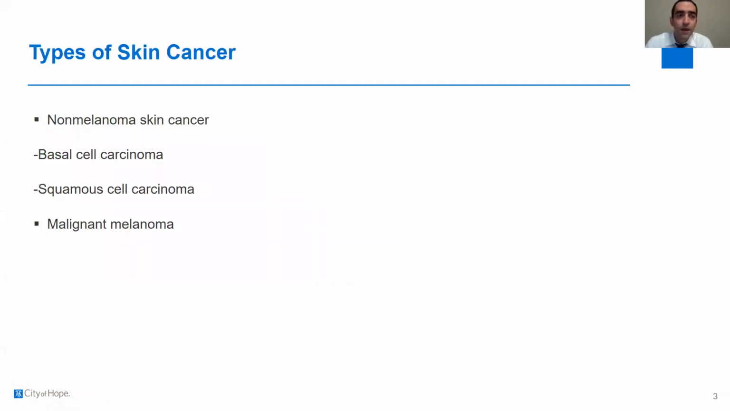So I like to lump skin cancers into two major buckets, the bucket of non-melanomas and the bucket of melanoma skin cancer. Evidently, the most common ones are the non-melanomas, and the two main ones are basal cell carcinoma and squamous cell carcinoma. Of course, if you do your Google research, you'll see a lot of rare subtypes of those, but the most common, the bread and butter skin cancers are the basal cell and the squamous cell carcinoma.